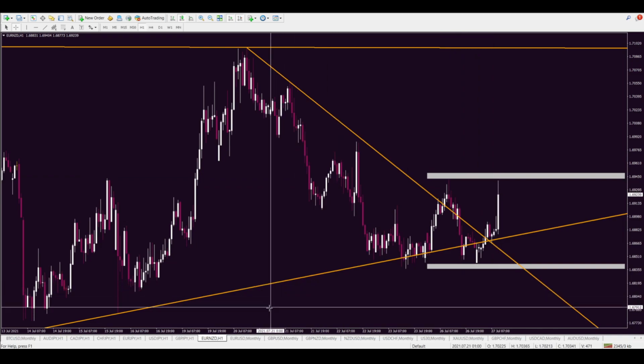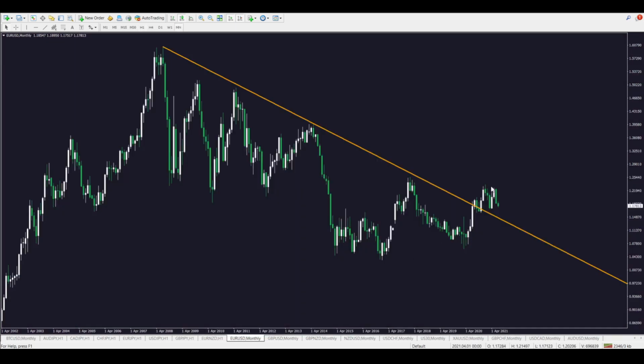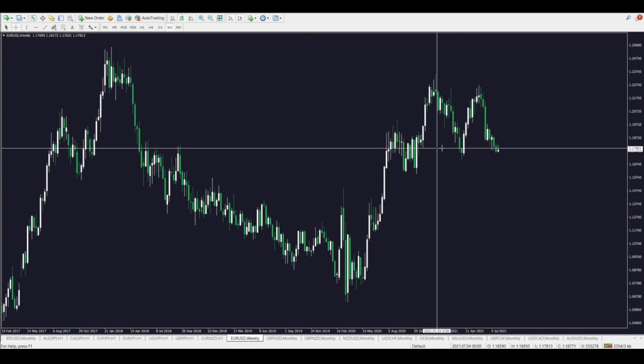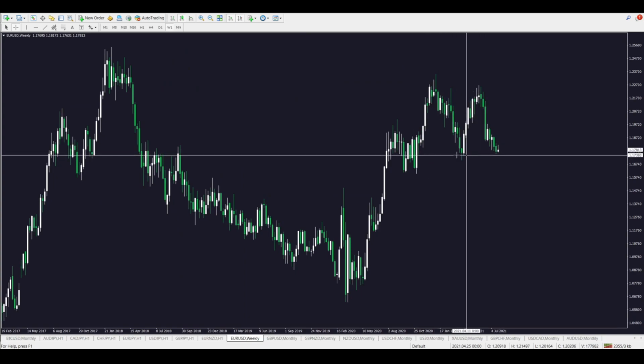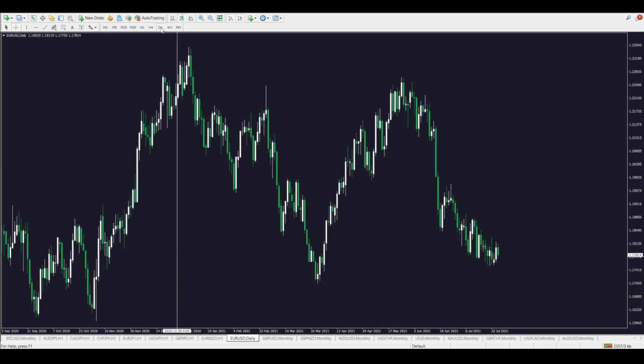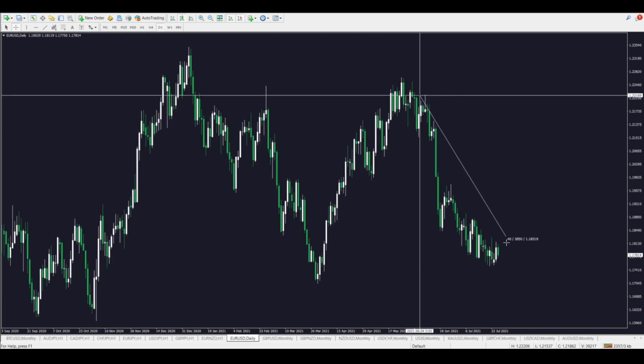Moving on to the next one, which is Euro USD. So Euro USD, price is basically at resistance, which was previously support, support, resistance now. So a very powerful area. Weekly, price is basically at previous support. Bearish.